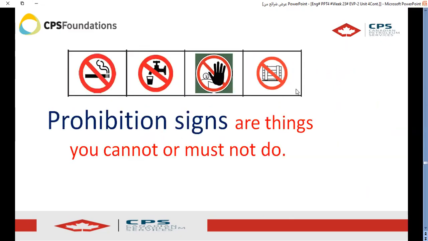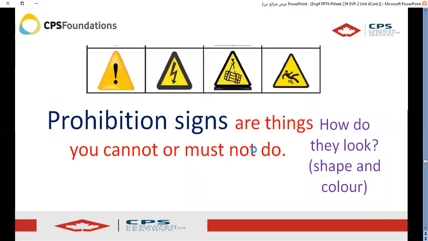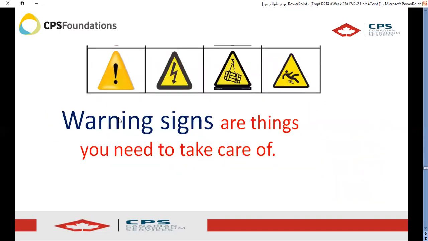Prohibition signs are signs that tell you about things that you cannot or must not do. And how do they look? They are circular or diagonal with a diagonal line, and they are white and red. Okay. Then we have warning signs, which are about things that you need to take care of. Okay, they are triangular and black and yellow in color.